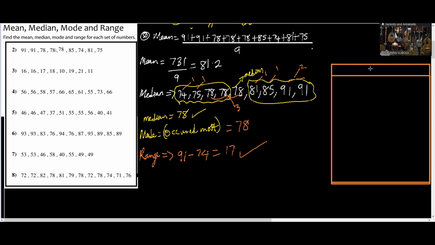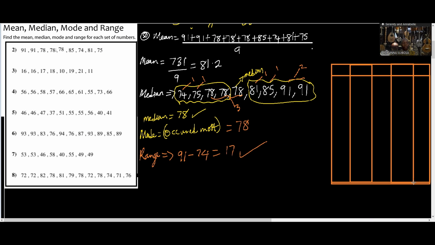Then there'll be the first column for the numbers, the next one for the tally, the next one for the frequency, and maybe the next one for the product, and so on. So let's see what we put in all of these places. The numbers themselves, we call them x. So what are the numbers? We have 74. The tally is just 1, while the frequency is 1.